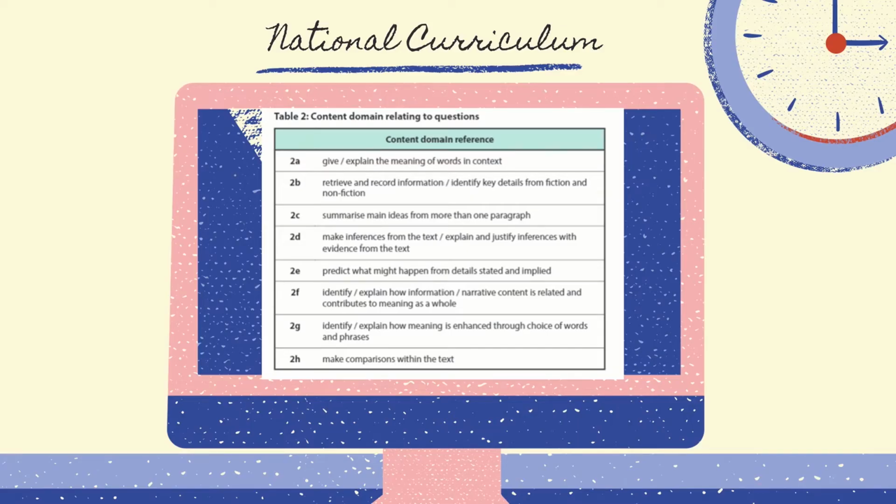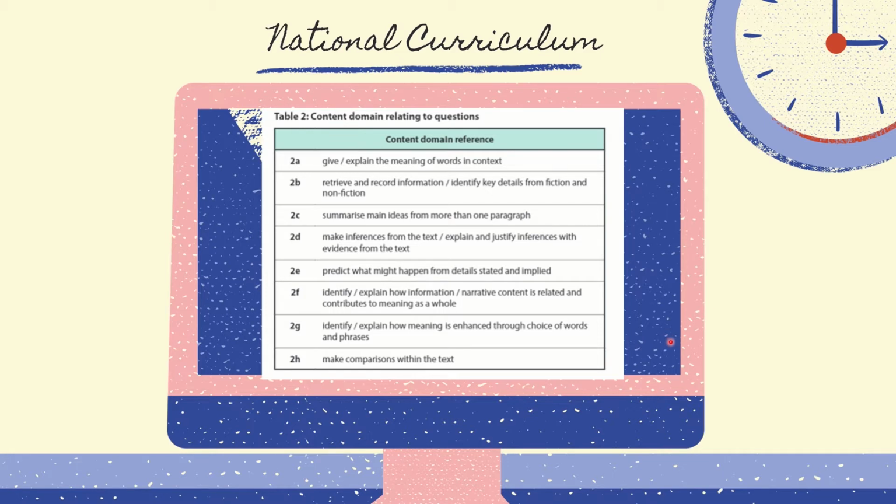First, let's take a look at the National Curriculum Reading Content Domains. The National Curriculum Programme of Study for Reading is huge. It's absolutely everything that you have to learn for reading throughout your time. So what they do is they distill that down to 8 different discrete skills, which they call content domains, that they're going to test you on at the end of year 6. Today, we're going to focus on 2D. Make inferences from the text, explain and justify inferences with evidence from the text, which we shorten to inference.